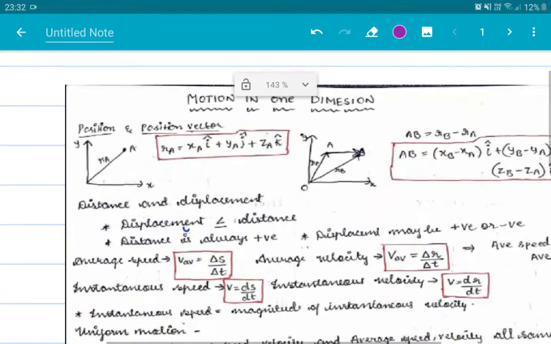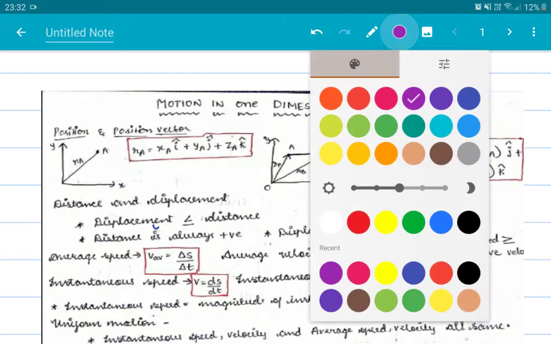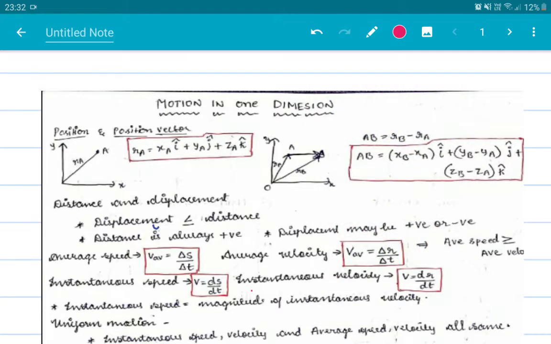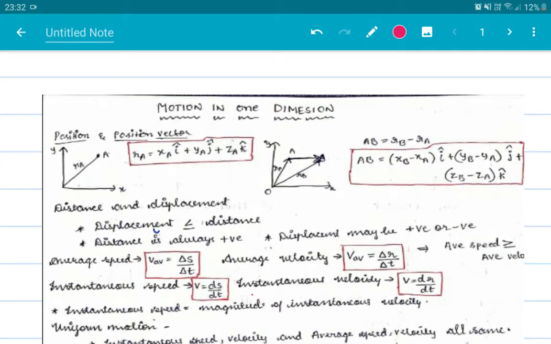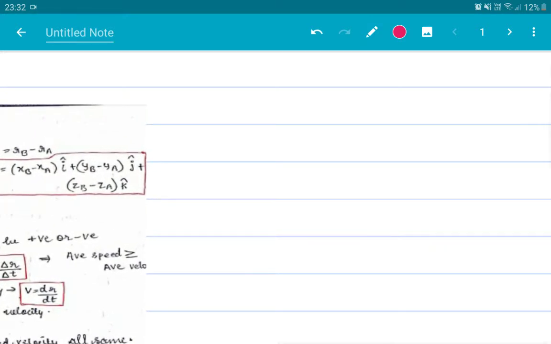Right. So motion in one dimension, easy chapter. The first topic is position and position vector. For this, you need to know vectors as well. Let's not discuss that here, but I'll say how it is actually done. So the first one is position and position vector, and I will explain what it is.